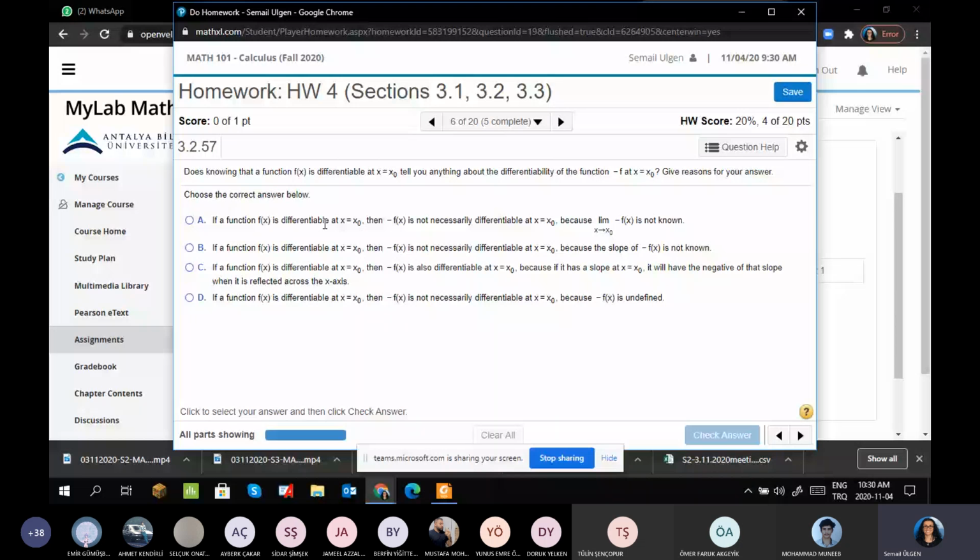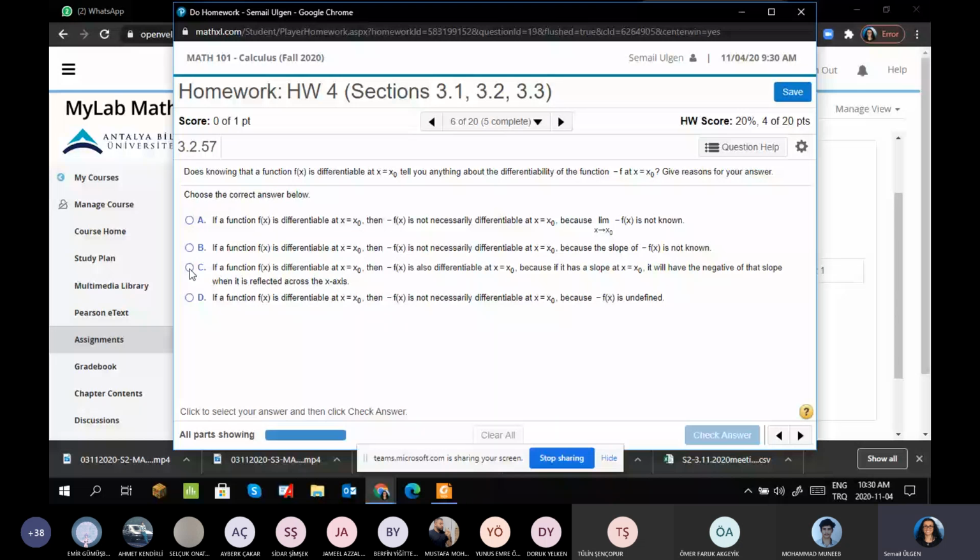First of all, there's a relationship between the slope of f and the slope of negative f. So this is not true either. If a function f is differentiable at x equals x0, then negative f is also differentiable at x equals x0, because if it has a slope at x equals x0, it will have the negative of that slope when it's reflected across the x-axis. What do you think?